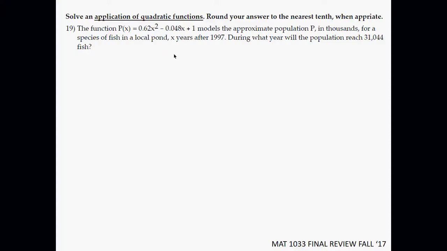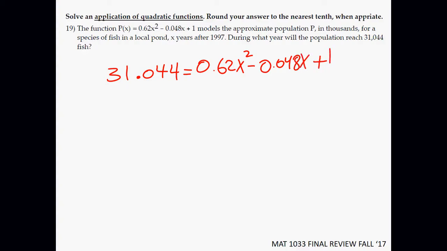Since x is the years and 31 will be the number of fish, we can plug in 31.044 equals 0.62x squared minus 0.0448x plus 1. The reason I put 31.044 is that if you notice, it says p is in thousands. So since it's given 31,044, that means it's 31 and 0.044 rather than in thousands. Does this make sense?